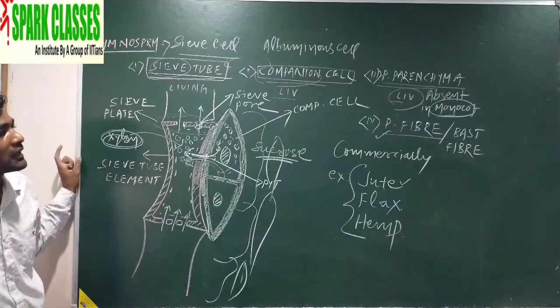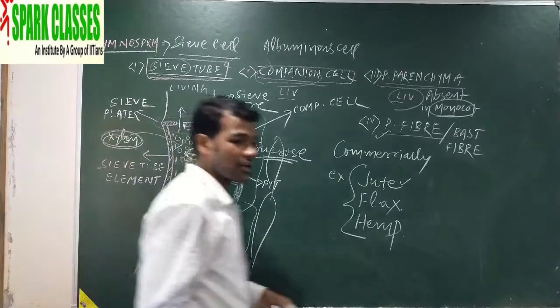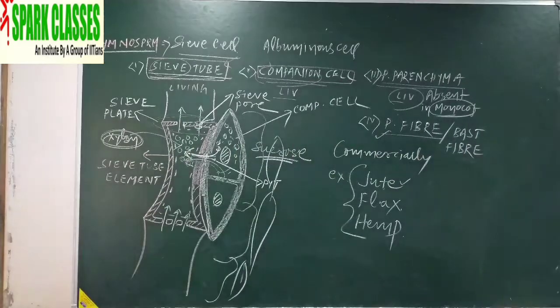So the conducting tissue, or the complex permanent tissue, is completed. If you have any doubt about the phloem part, you can ask in the comment section. Okay, otherwise we'll go forward.